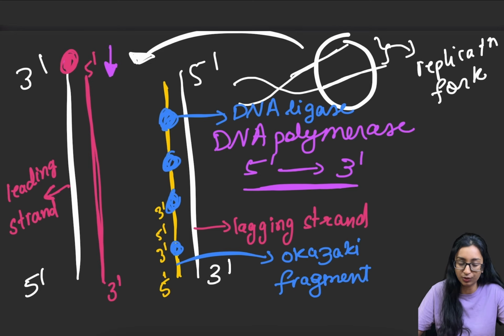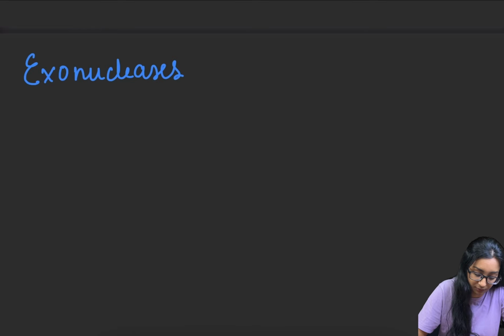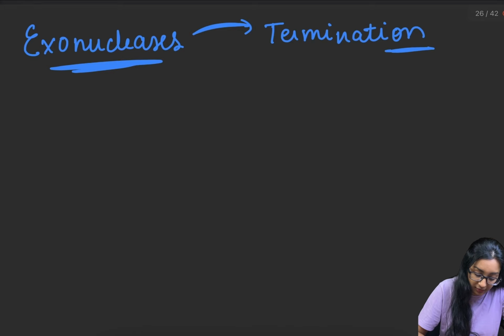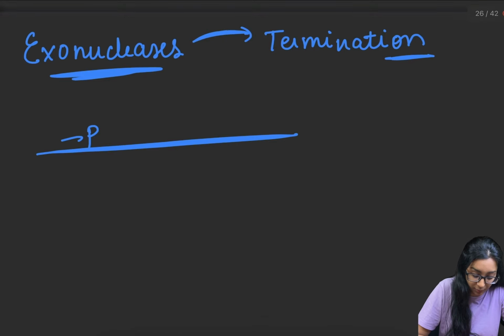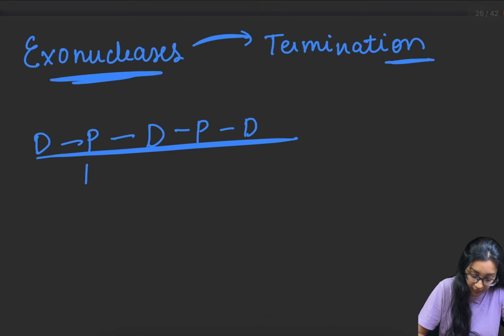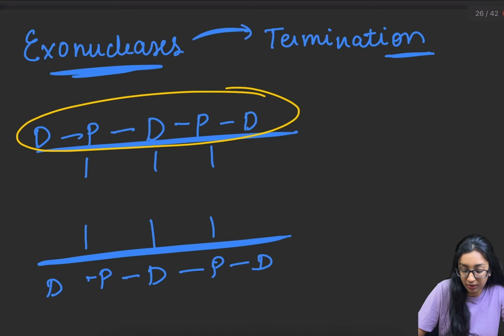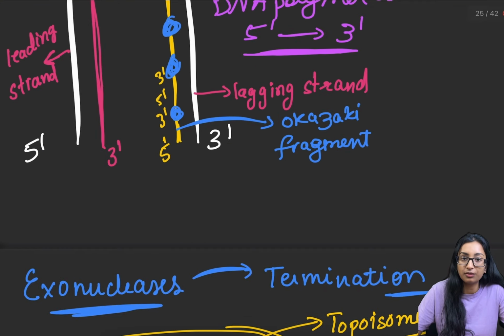Now, after some time, it has to stop. So, for the termination of this process, the replication of DNA, it has exonucleases. It will lead to termination. Also, one more fact: we know the DNA is made up of phosphate and deoxyribose, and here is the gene present inside them. So even these bonds can be broken. They can be broken by topoisomerase. This is the process of replication of DNA.